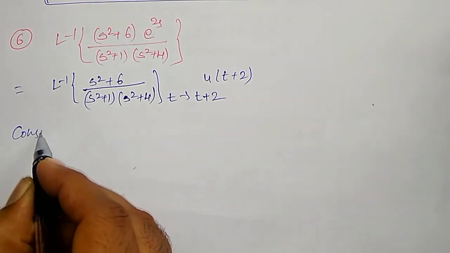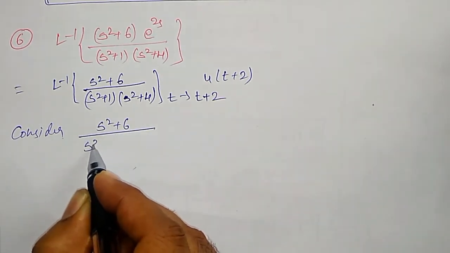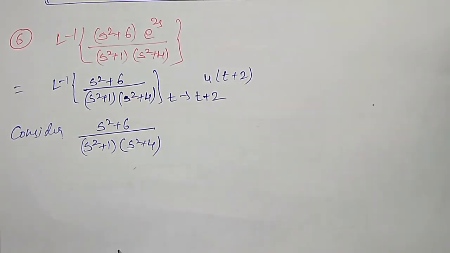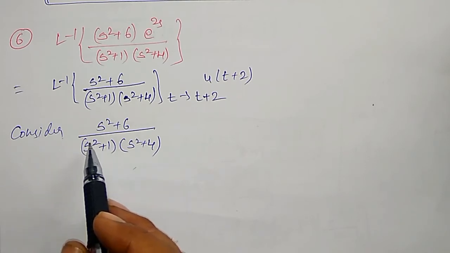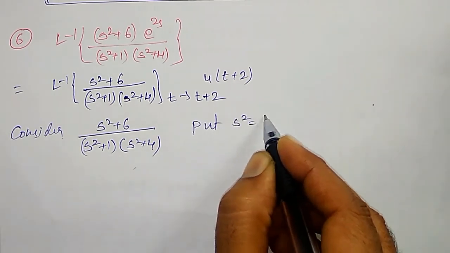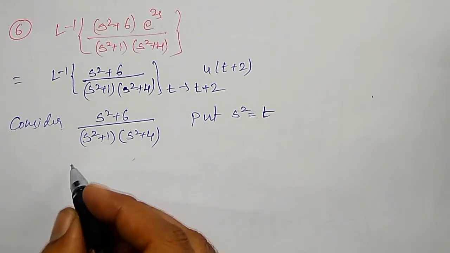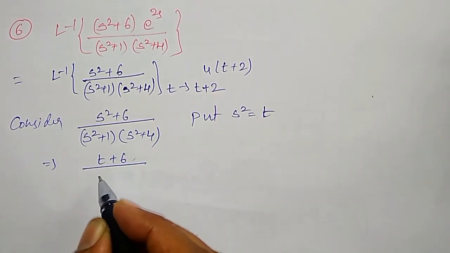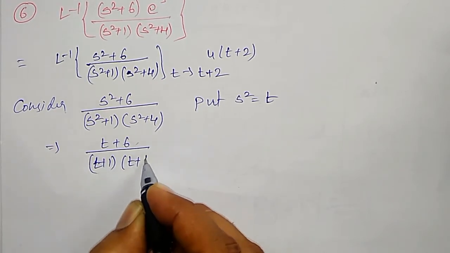Consider s square plus 6 divided by s square plus 1 into s square plus 4. Here, in the denominators you can check, a product of two terms is there, but they are again in the standard forms. I don't want to eliminate this s square. Let it be s square as it is. Therefore, let me put s square equal to t, so that my s square term will remain as it is. Now by substituting that, it will become t plus 6 divided by t plus 1 into t plus 4.